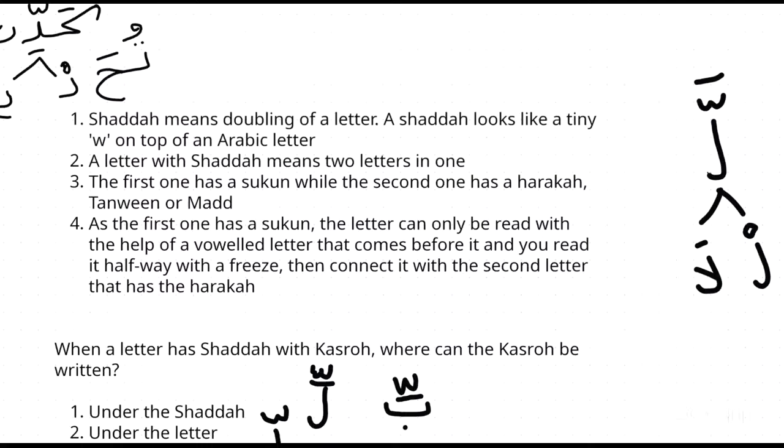All right. So, as the first one has a sukun, the letter can only be read with the help of a voweled letter that comes before it. And you read it halfway with a freeze, then connect it to the second letter that has a haraka. What does all that mean? So this lam shadda, we cannot read it by itself because its starting point is sukun. You remember, when a letter has sukun, you cannot read it by itself. You always need a letter that has haraka to come before it.